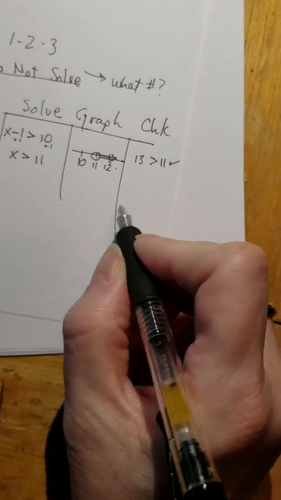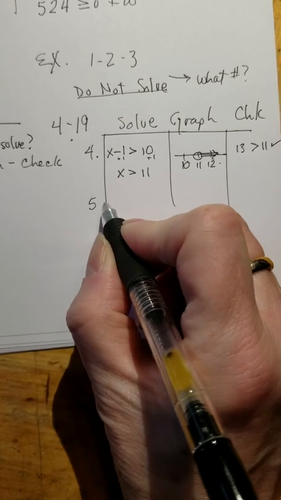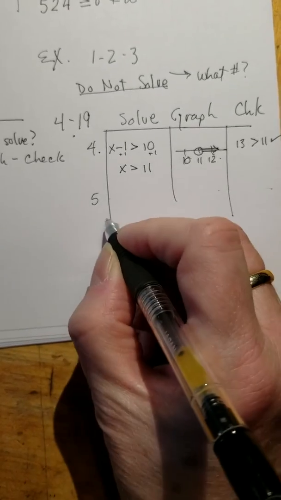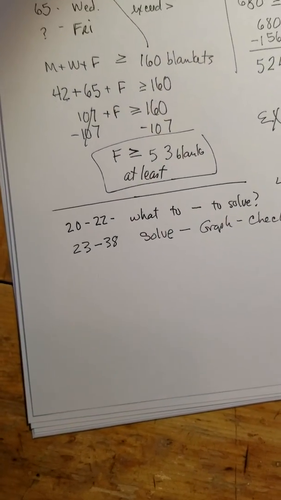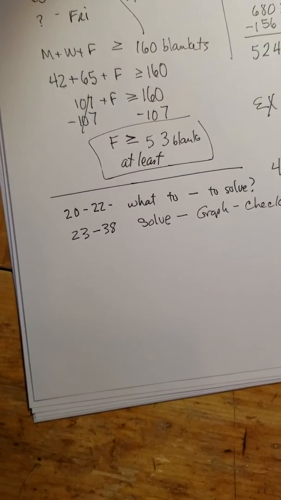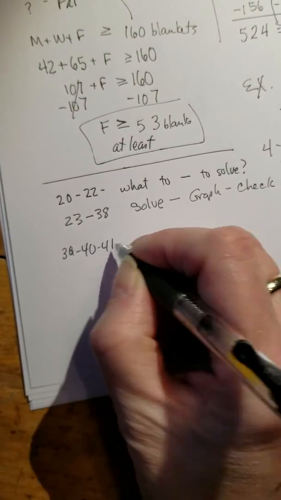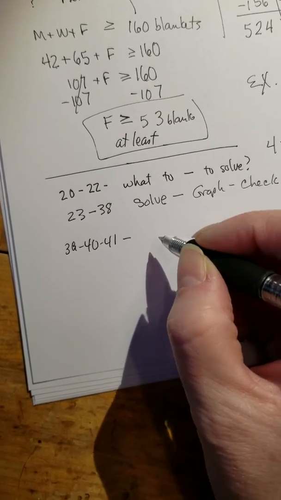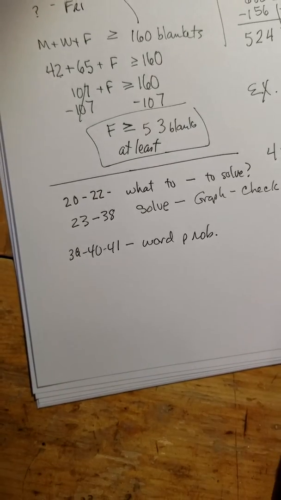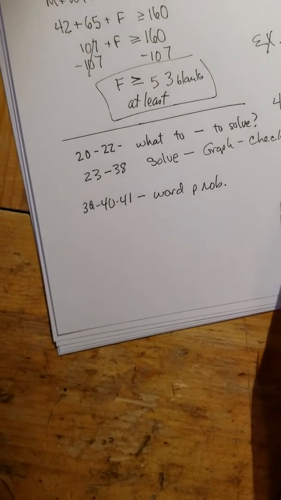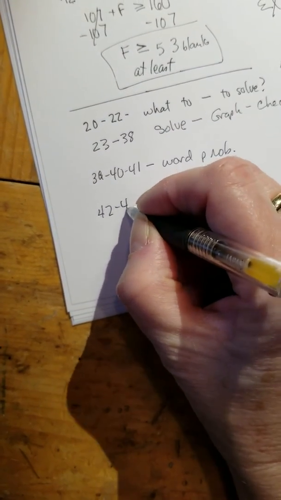Skip a space. Sorry, I grabbed my paper. Skip a space, number 5. Then you're going to do the same thing again. Skip a space, number 6, all the way down. 39, 40, and 41 are word problems. You can put those all on one page, so just skip to another page because now we again have 42 to 44.